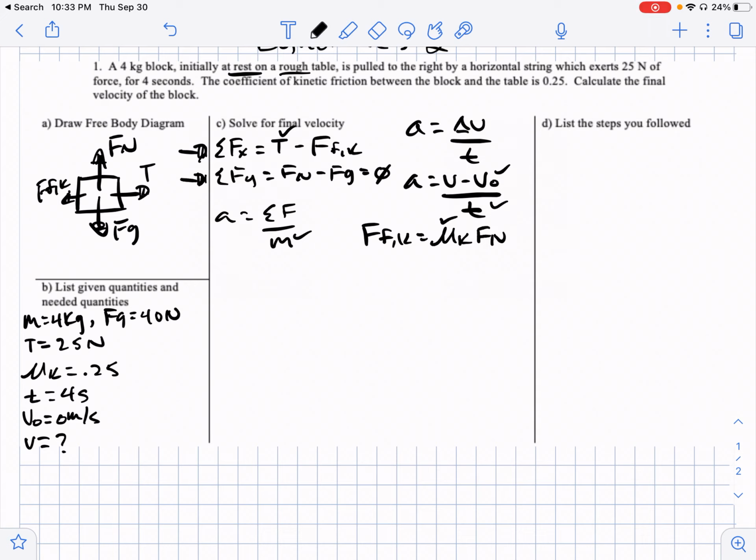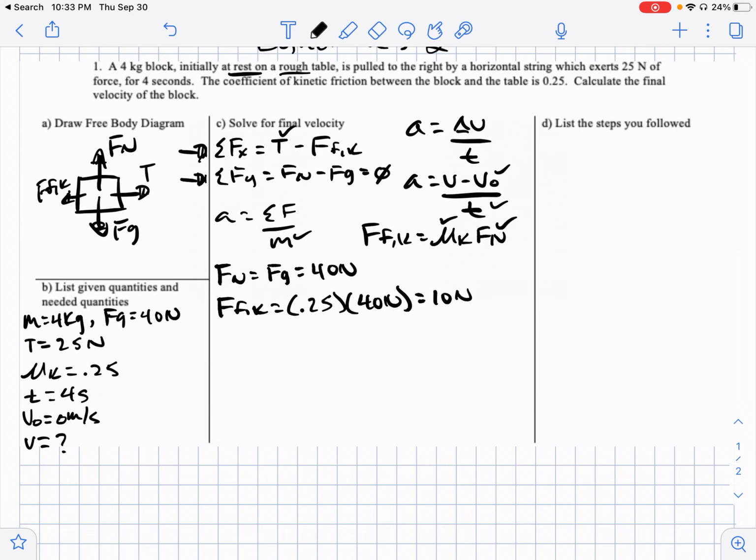So based off that net force equation in the y direction, your normal force is going to equal the weight of the object, which we said was 40 newtons. So now we can solve for the kinetic friction. So my kinetic friction is going to equal the coefficient, which was 0.25, times your normal force, which is 40 newtons, and that's just going to equal 10 newtons.